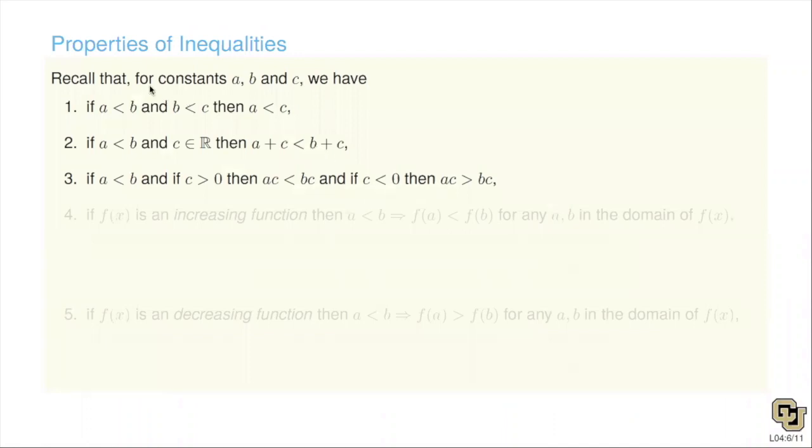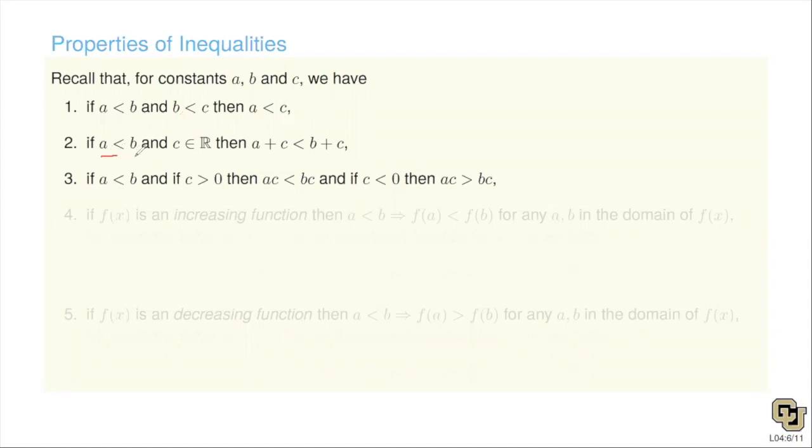So for squeeze theorem, it involves inequalities. So I wanted to very quickly review your properties of inequalities in preparation for squeeze theorem. For any constants a, b, and c, if a is less than b and b is less than c, then a is less than c. That's called transitivity. B here acts like a bridge. A is less than b, but b is less than c, so a is less than c.